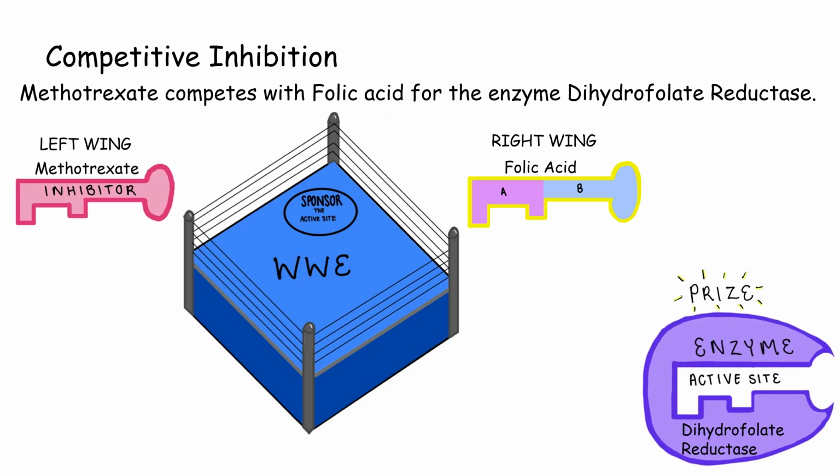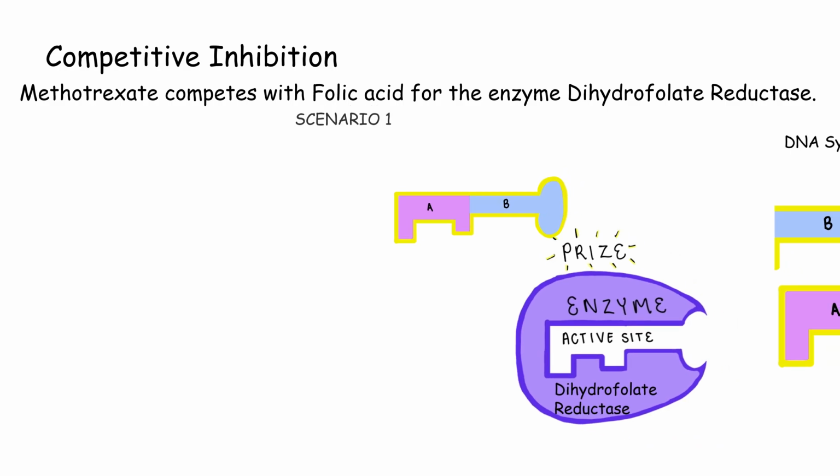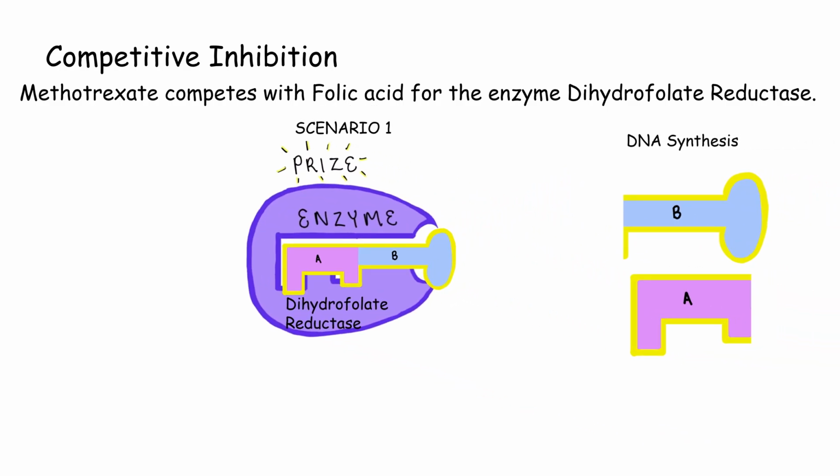In scenario 1, the substrate wins the fight and will bind to the active site. Referring back to our scientific example, this is folic acid, which will bind to dihydrofolate reductase. If this occurs, we will expect DNA synthesis in rapidly dividing cancer cells to be produced.